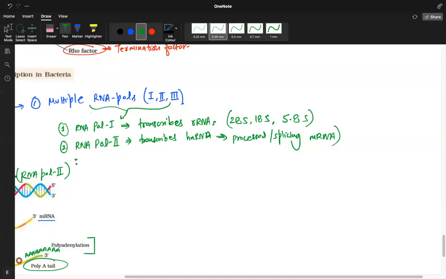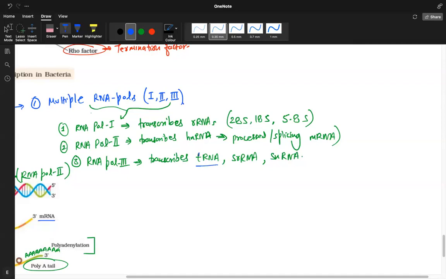Now, the third polymerase that eukaryotes have is RNA polymerase 3. And what does this do? It is responsible for transcribing tRNA. Also, it transcribes 5S rRNA and snRNA. These are small nuclear RNAs, but the main one to remember is tRNA.